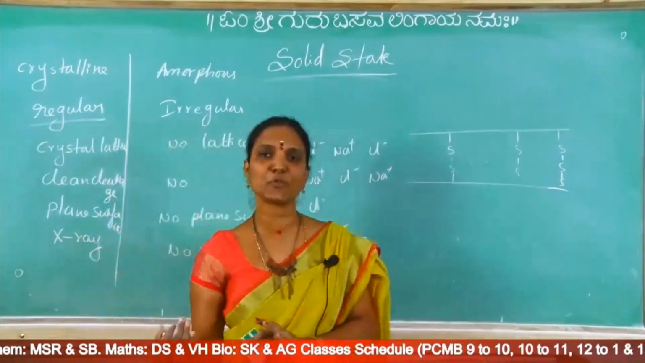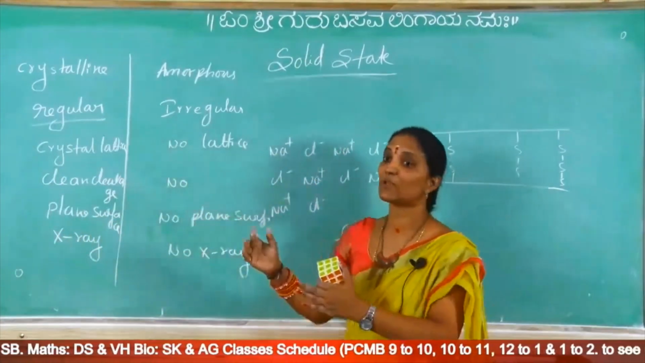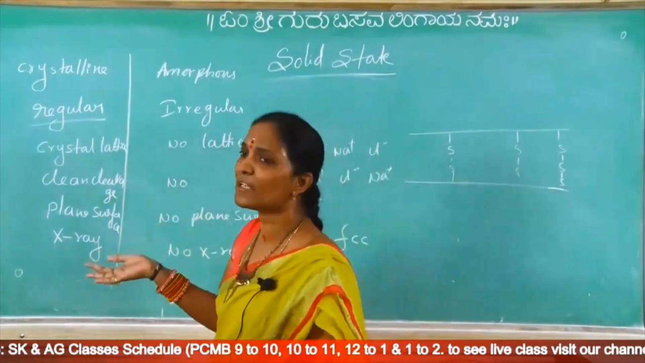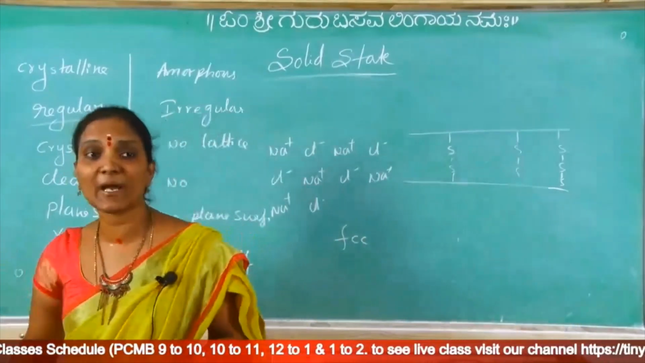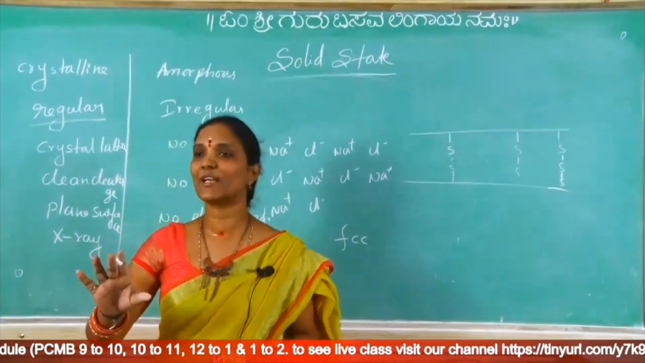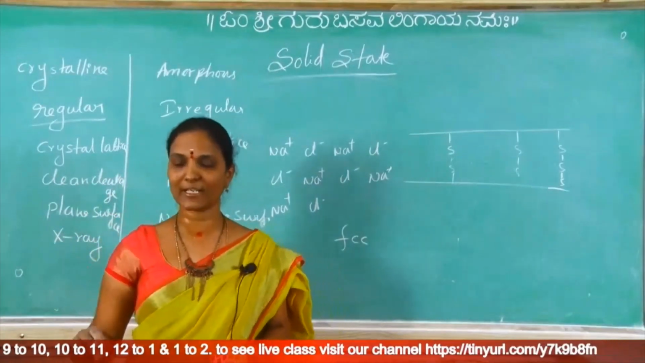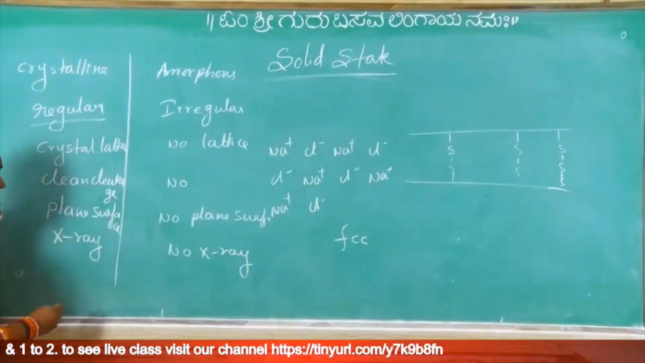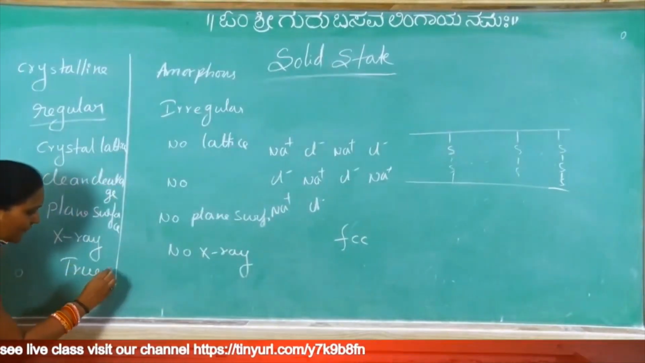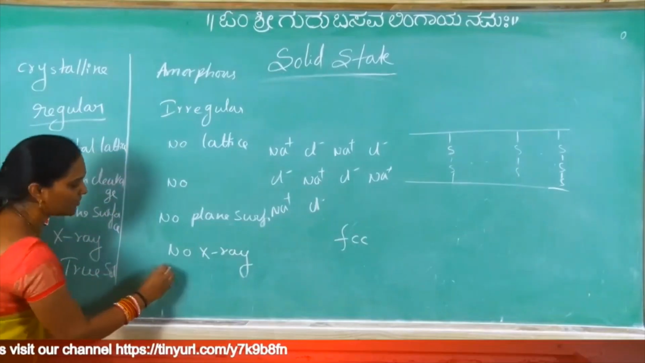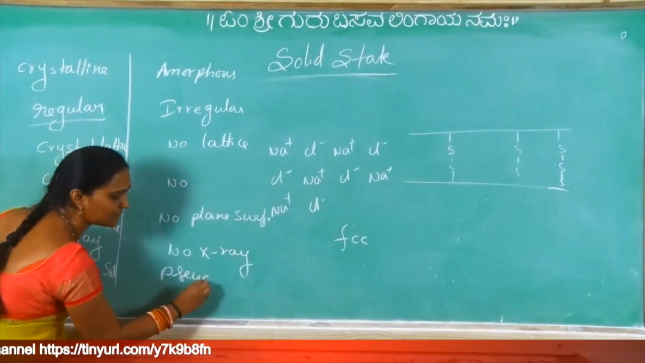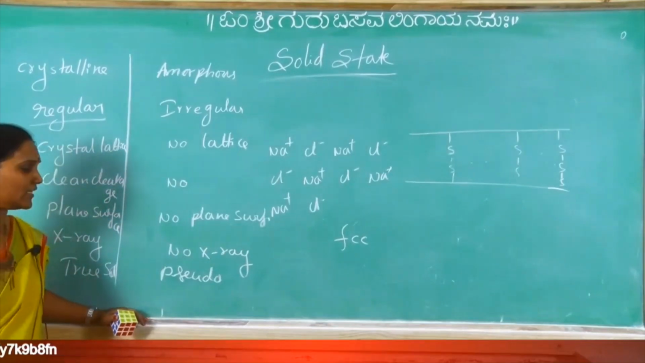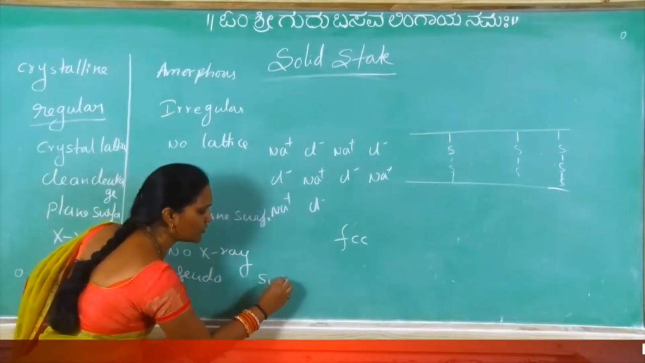Here clean cleavage is possible, here no clean cleavage, because they have a definite crystal lattice, and here no definite crystal lattice. Why do they have a definite crystal lattice? All the constituent particles are arranged in a regular order. So with regular order and definite shape, that is the crystalline solid. This crystalline solid is called a true solid, and this is called a pseudo solid. Pseudo means false: pseudo solid, false solid, or super cooled liquid.